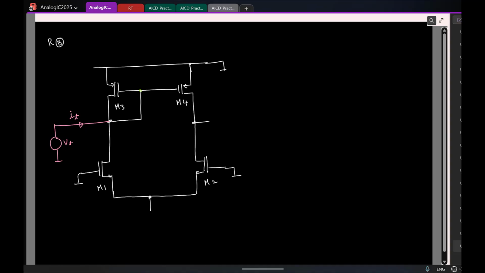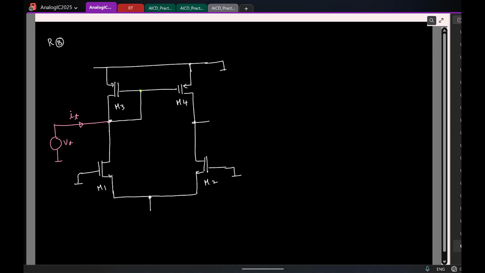But if you were to take a guess of what the resistance is, what would be your guess? 1 by Gm of this transistor. Why do you say that? Because of this direct connection, you are saying. Right? Yeah, it is very tempting to say that this resistance is 1 by Gm, but let's actually find out.